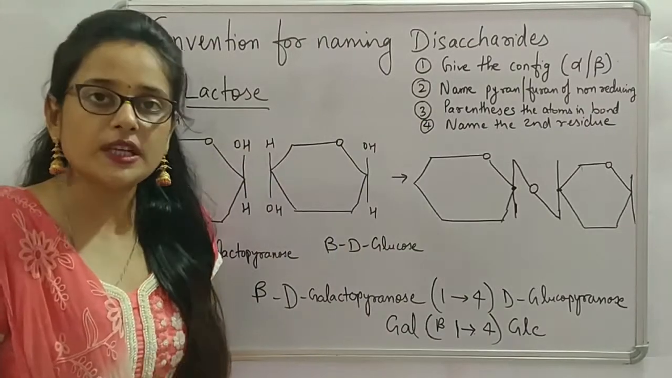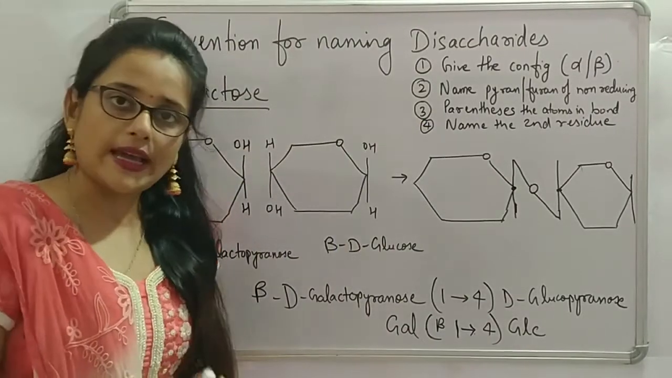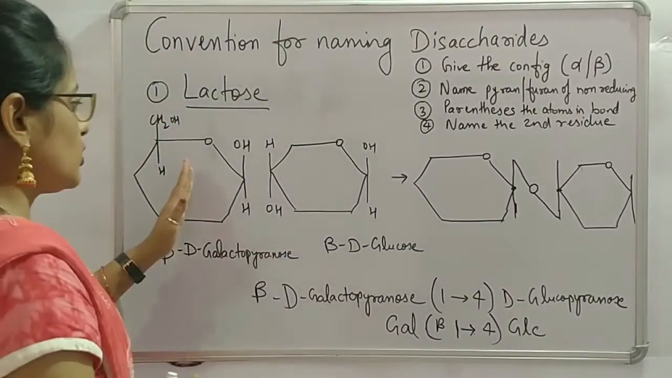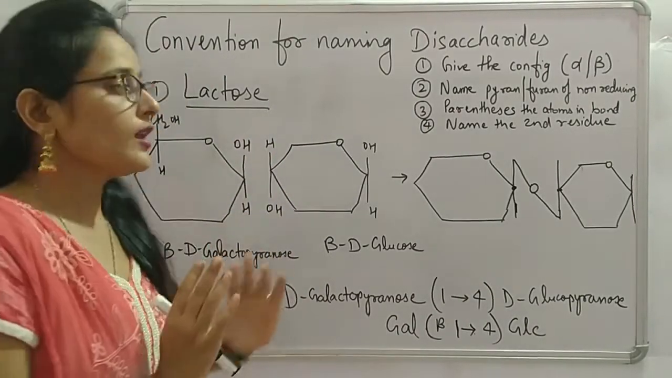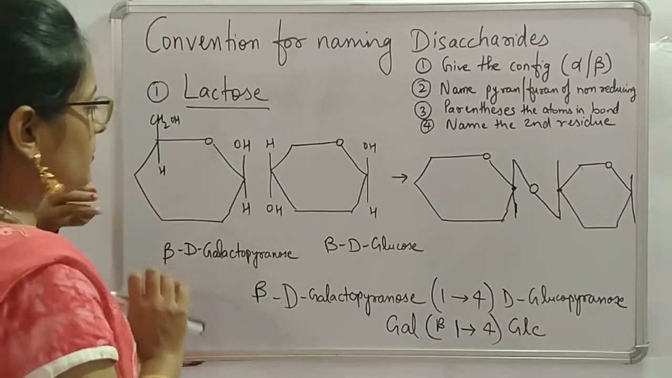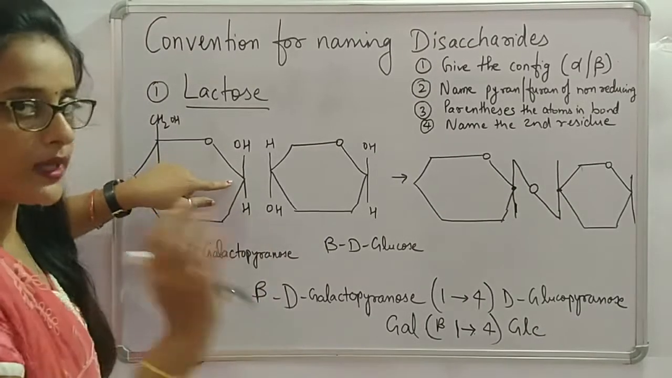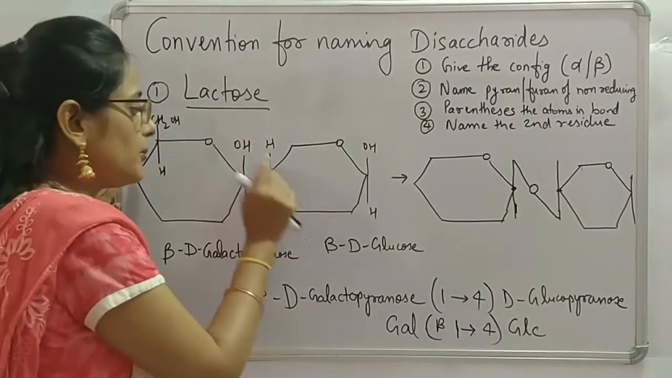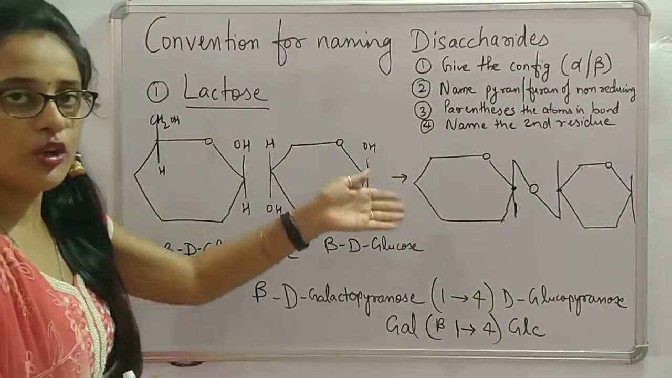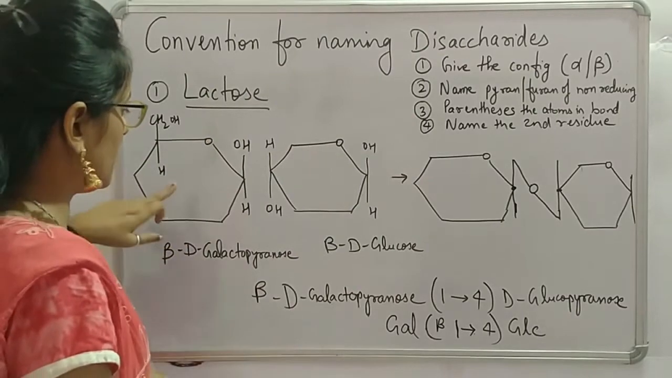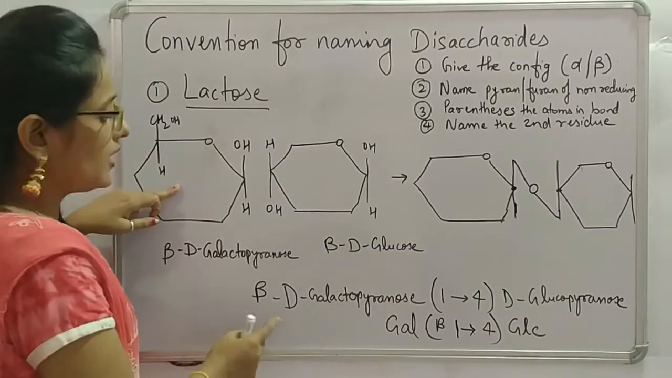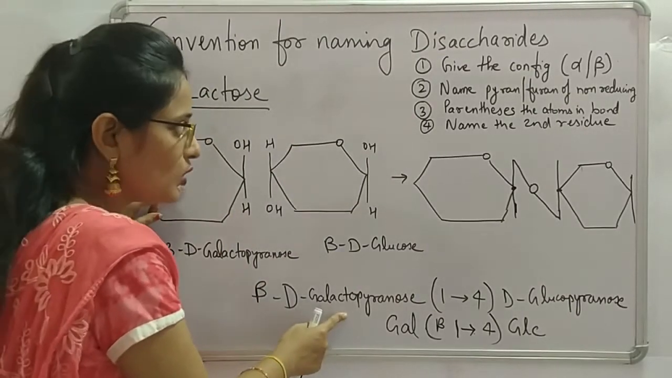Now we will see the nomenclature of lactose. Lactose is a disaccharide formed from one galactose molecule and one glucose molecule joined together by a glycosidic bond. Over here, the glycosidic bond is formed between carbon number 1, that is the anomeric carbon of galactose, and carbon number 4 of glucose. So we will follow the rules to do the nomenclature. The first rule, give the configuration. So the configuration of the first monosaccharide is beta. So we will write beta D galactopyranose.